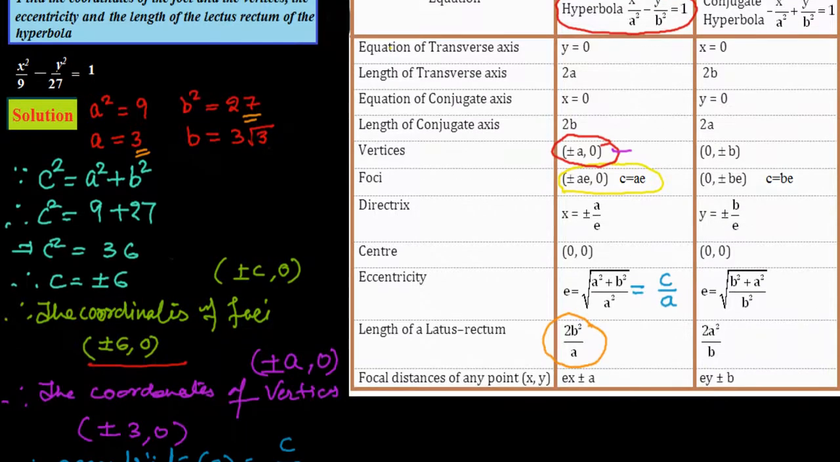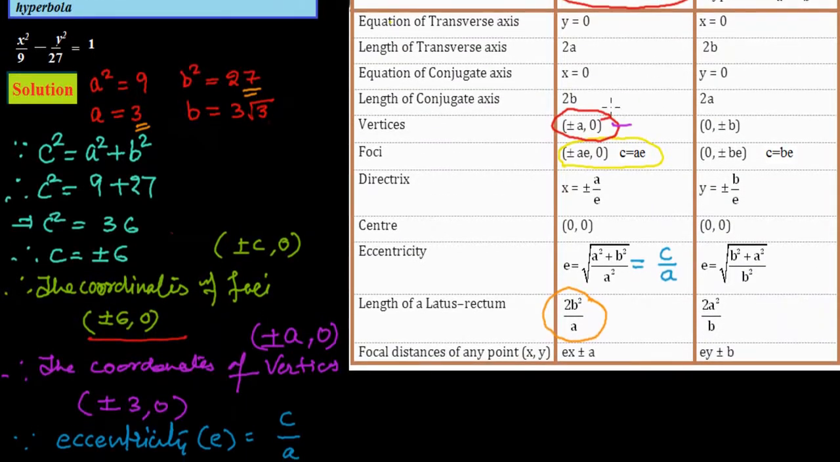And now we know each and everything here through this. For the focal distance of any point x y, if you have to find the focal distance of a point, then ex plus minus a would be the focal distance of the point. So in this way we could easily solve the problem if the equation of the hyperbola is given to us.